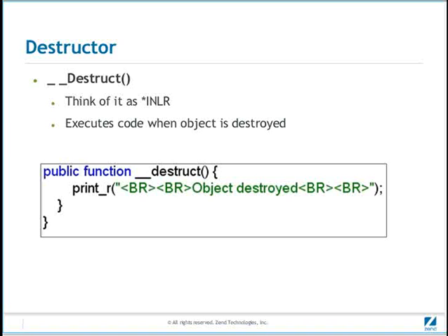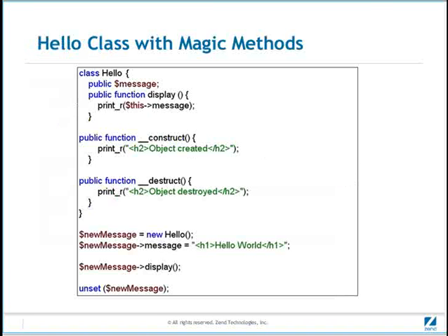So let's take a look at what that looks like in an actual PHP script. In this case, we've got our hello world script, and we're going to build upon it. So I've got my class hello, and there's my opening curly brace, and my closing curly brace is down here. Why? Because in addition to the method and the property I had before, I've added in a constructor and a destructor. Notice the constructor is just going to spit out an H2 object created, and in the case of the destructor, it's going to spit out an H2 object destroyed.